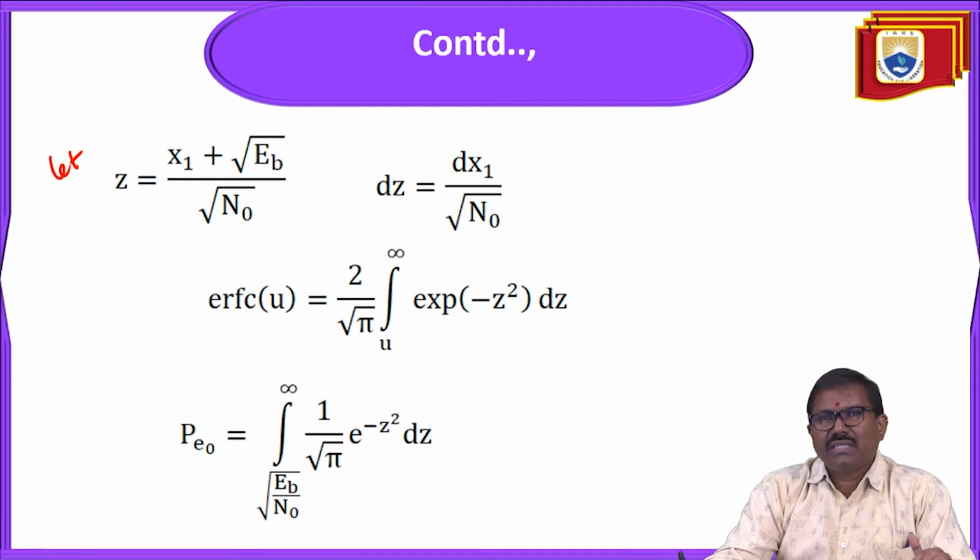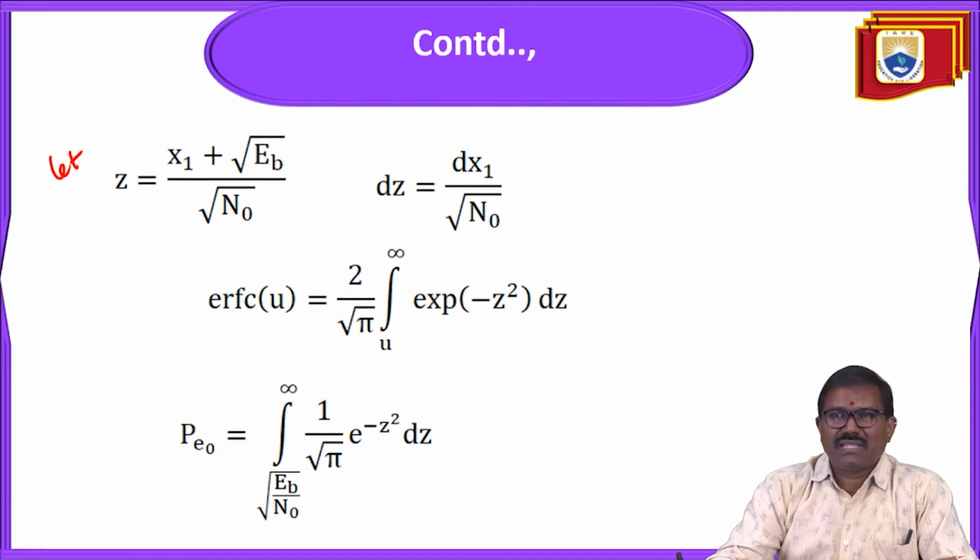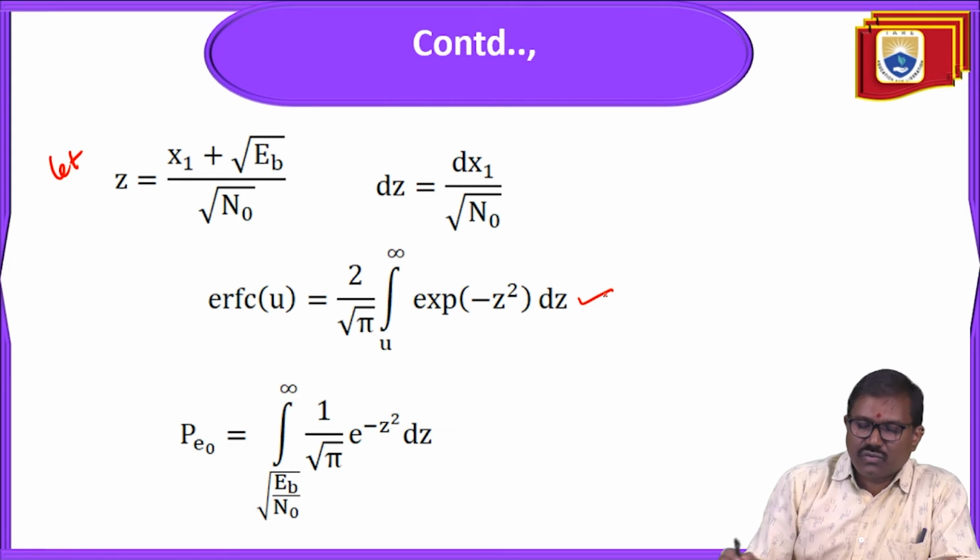But what is ERFC? The error complementary function of u is equal to 2 by root pi, integral u to infinity, exponential minus z square dz. So this is the original error complementary function.